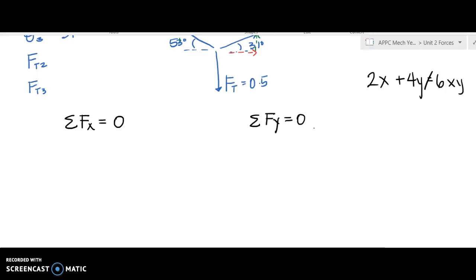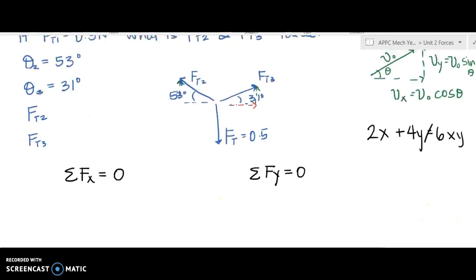Because what are we studying right now? Equilibrium. Perfect. Okay. So in the x direction, now you can just put your coordinate system wherever you want to put it because you have the ability to set whatever coordinate system you want. I like for this to be my x-axis and this to be my y-axis.